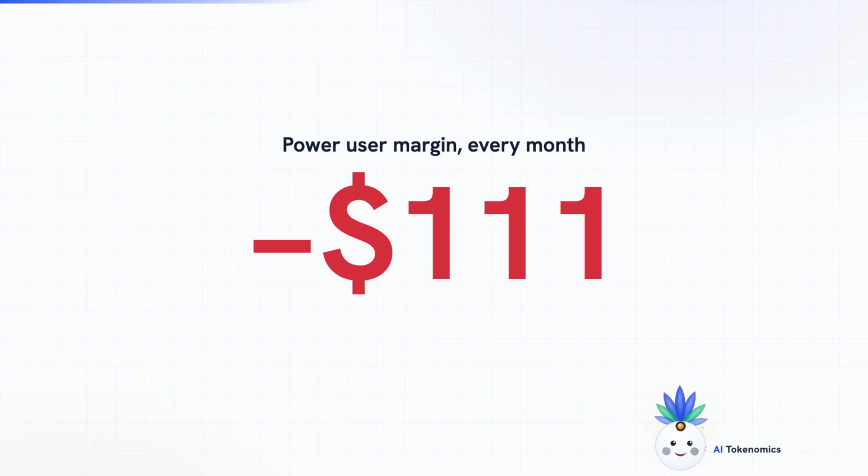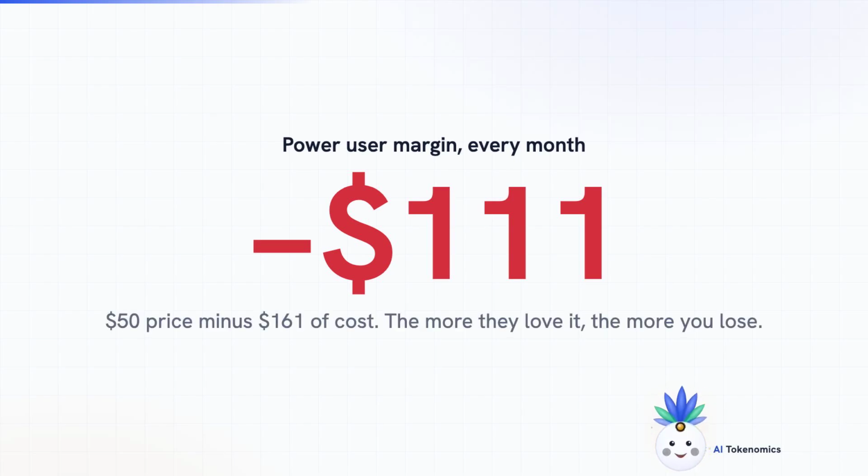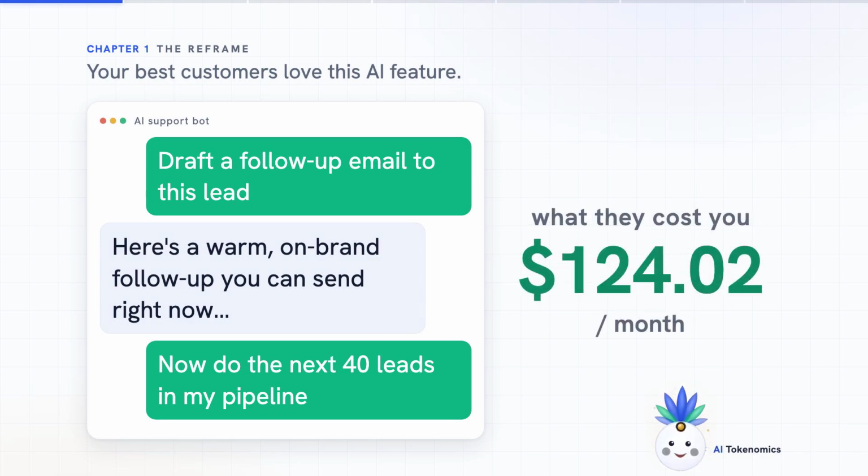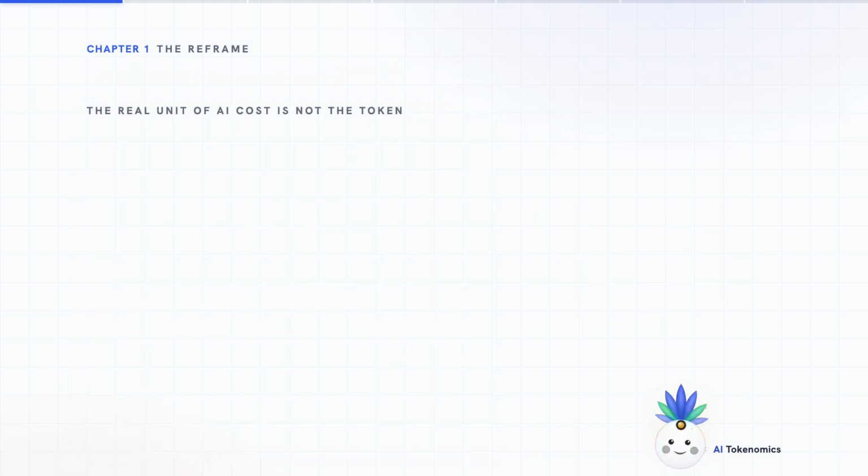That's negative $111 of margin every single month on your best customer. Your best customers, the power users, the people who love your AI feature the most, they're the ones losing you money. And it's not because anything's broken, it's because you priced it like software, but you're paying per token like a factory. Here's the thing nobody tells you.